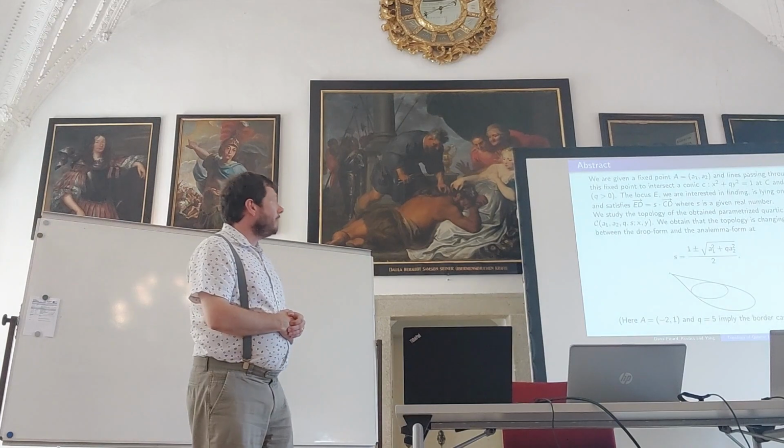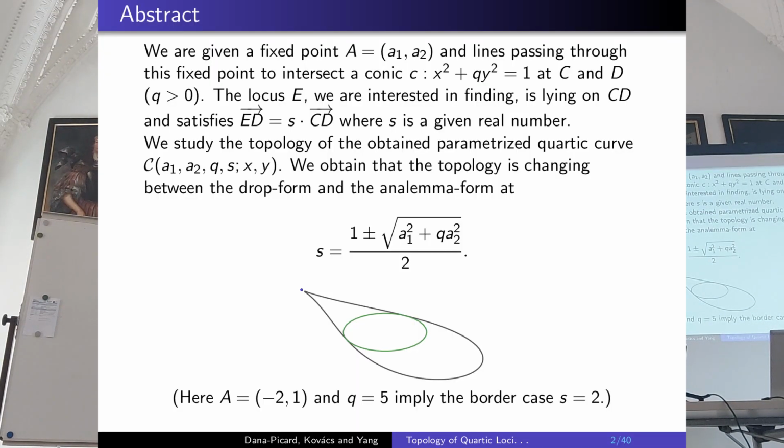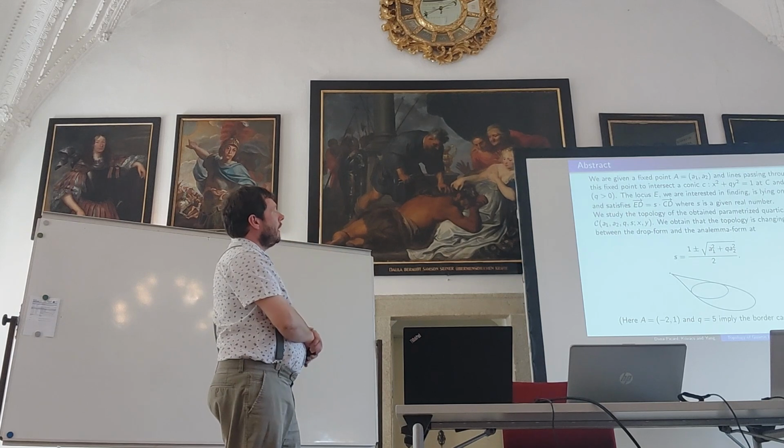In a nutshell, the problem is there is a fixed point somewhere in the plane. So this is a planar problem in 2 dimensions, and we have a conic that is usually an ellipse, and we put 2 points on this ellipse, C and D, such that A, C and D are collinear.